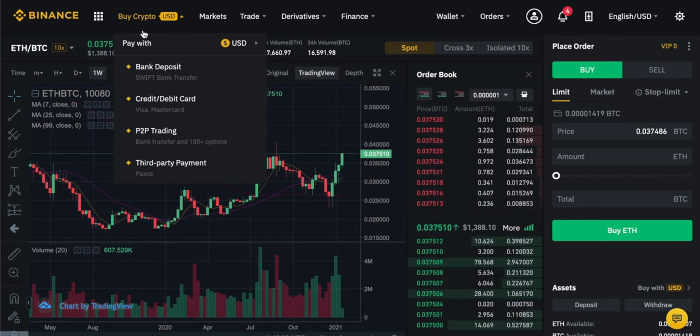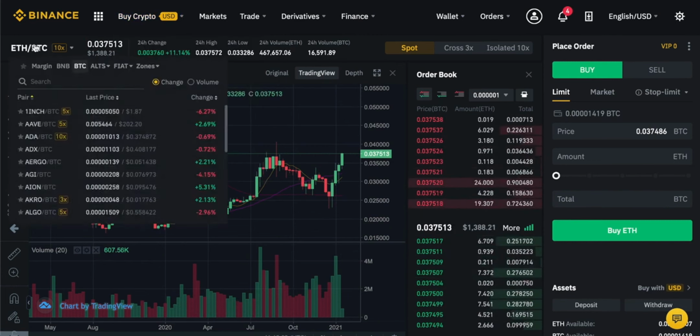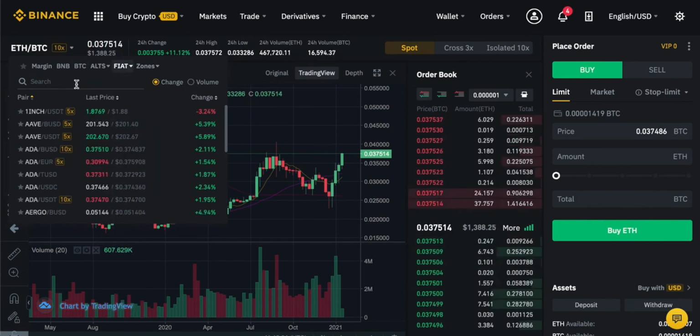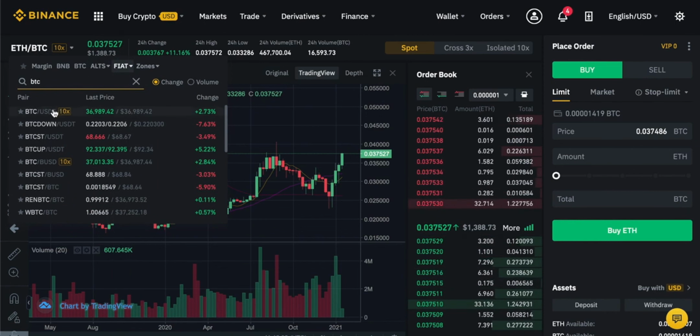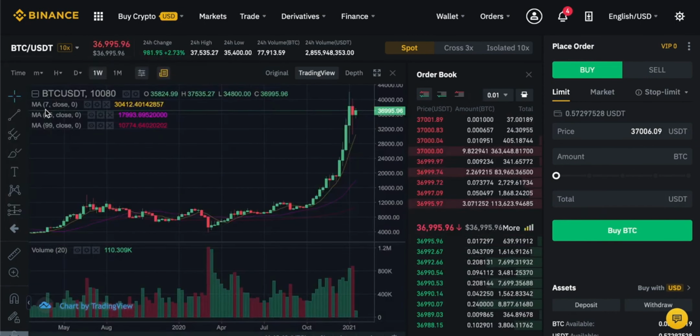Now, of course, if you just want to buy with fiat currency, then you may want to buy both of them, but that's not really trading a currency pair. For this one, I'm just going to make it simple. I'm going to go up to fiat and I'm just going to choose BTC against the US dollar. So we're buying Bitcoin against the US dollar to make it simple.